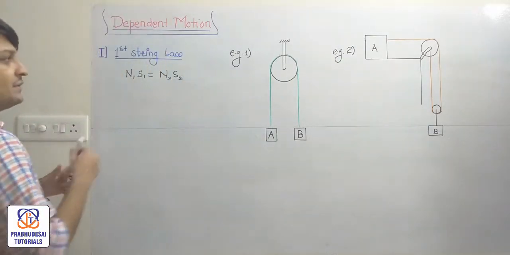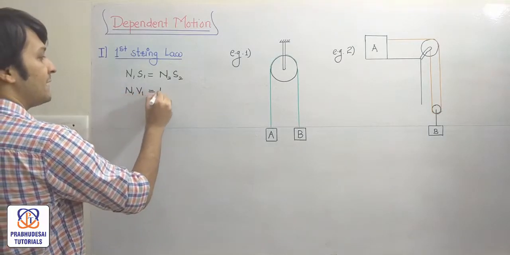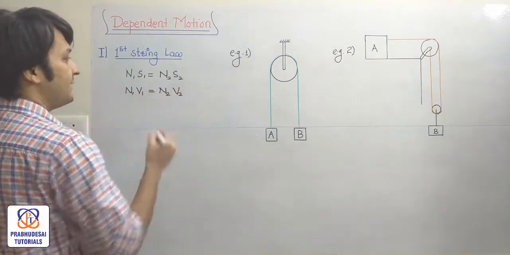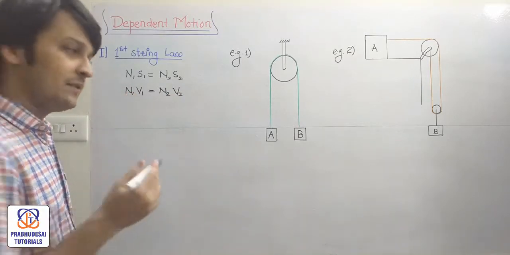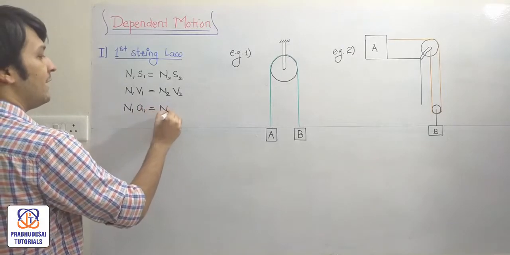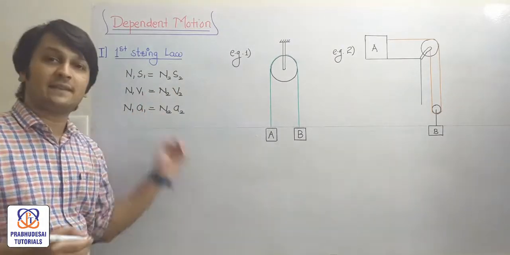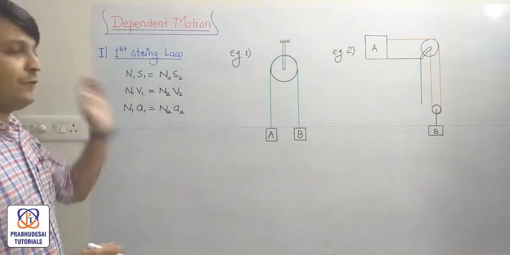How does this work? Take derivative. So this will be N1V1 is equal to N2V2. Why? Derivative of position is what? Velocity. Again derivative, so N1A1 is equal to N2A2. Why? Velocity derivative is what? Acceleration. And this is what we have as first string law.